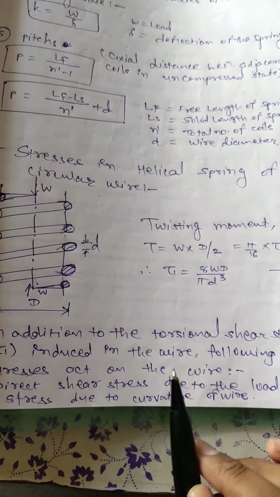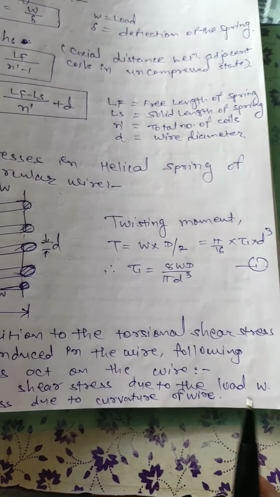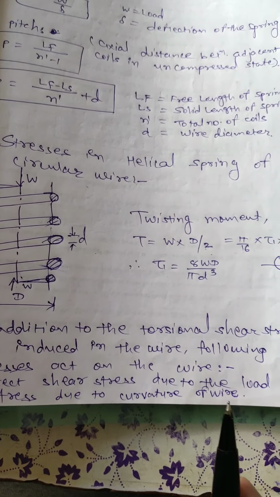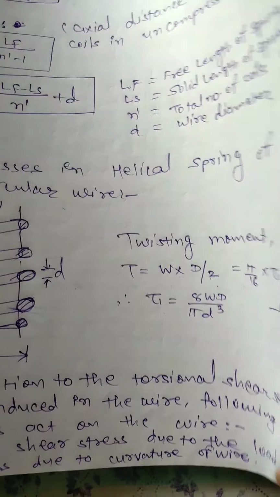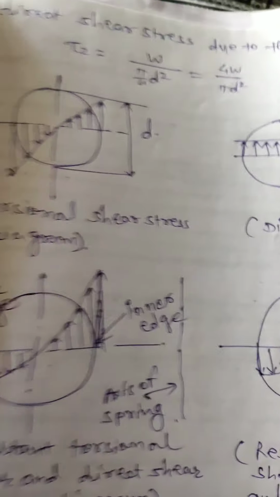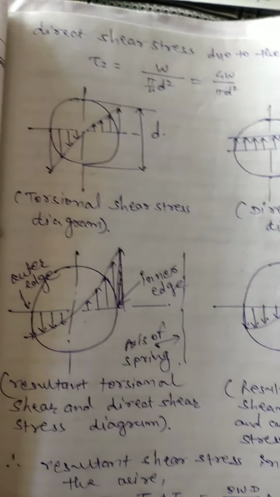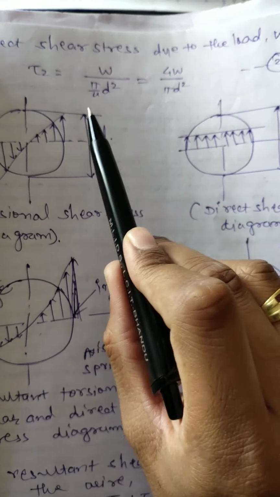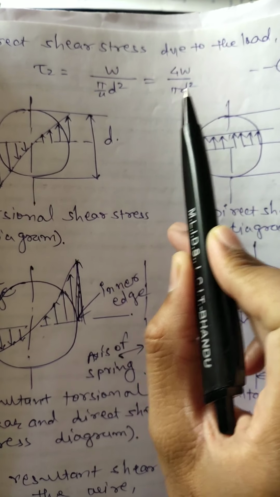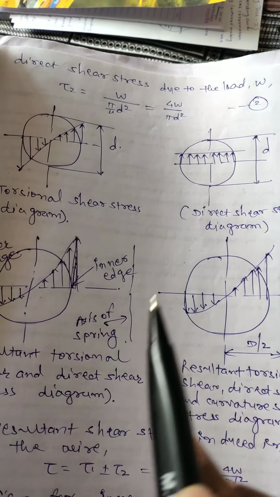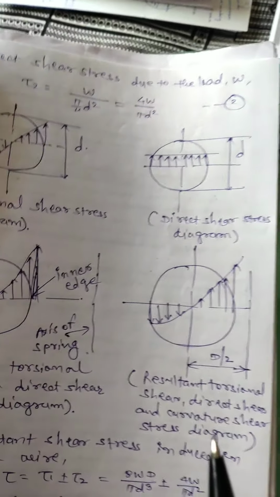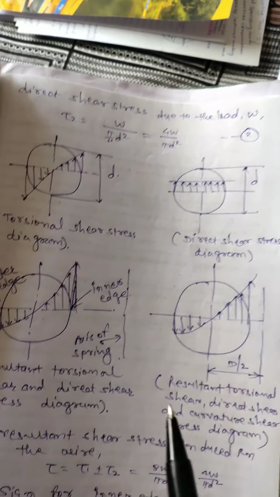In addition, the following stresses act on the wire: direct shear stress due to the load W, and a stress due to the curvature of the wire. Based on the wire and the curvature effect, two types of factor can be generated. We will see them in the next session. The direct shear stress due to the load W is tau 2 equal to W upon A, W upon pi by 4 d square, which means 4W upon pi d square. This is equation number 2. This is the entire plot diagram for the shear stress generation for the torsional and direct effects, with and without clearance, with the curvature effect and neglecting the curvature effect.